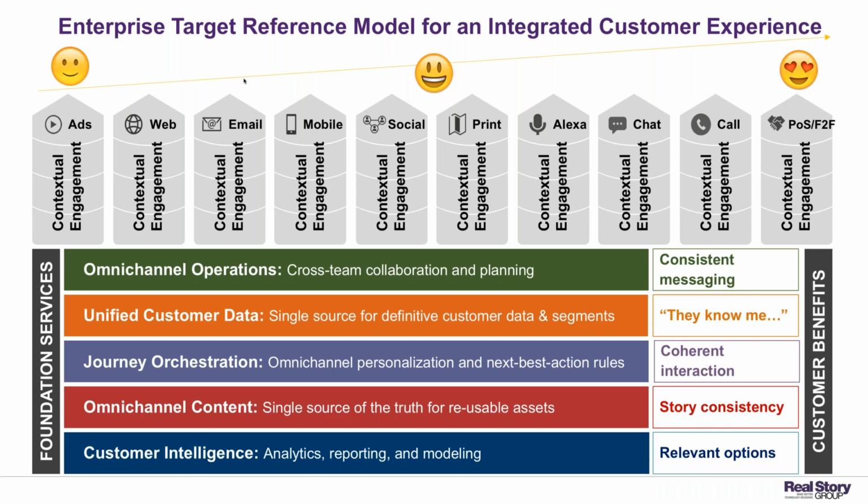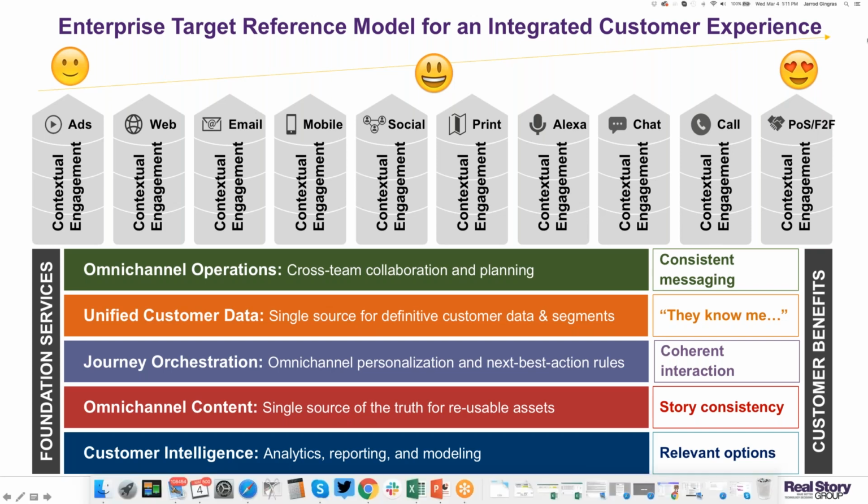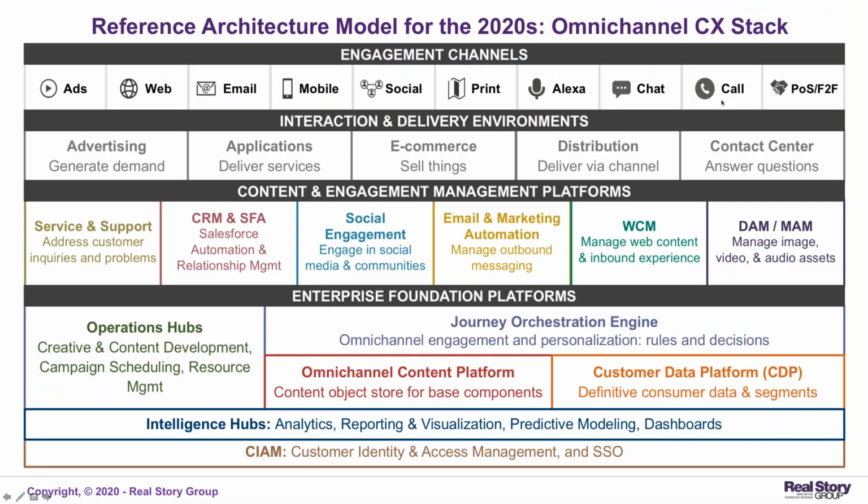And so we want consistent messaging, ideally. We want people to feel like the enterprise knows me. We want it to be a coherent interaction. We want there to be consistency across stories. And we want our options to be really relevant based on data and information that we know. So let's see how that plays out.